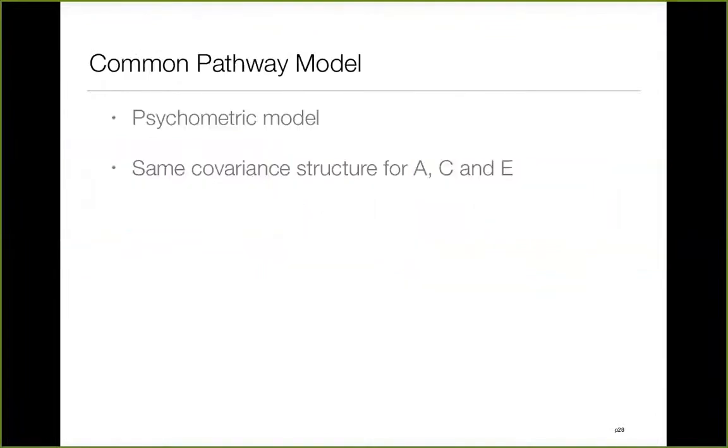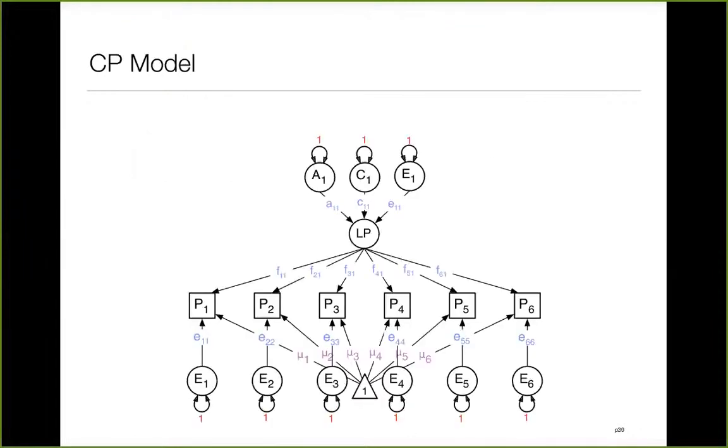The model that we have just described is known as the common pathway model. It is sometimes referred to as a psychometric factor model. Under the common pathway model, common A, C, and E variants are each represented by a component of variance in the latent trait. Thus, the model predicts the same covariance structure for A, C, and E. This slide depicts one possible form of the common pathway model for 6 phenotypes.